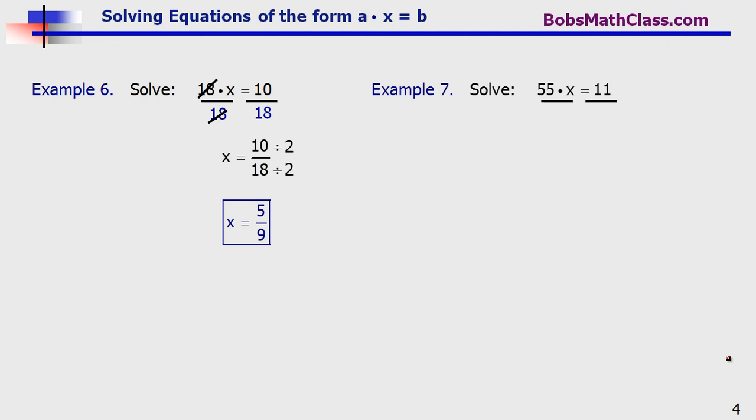Okay, divide by 55 on both sides. 55's cancel. So you get 11 over 55, and then we can divide both of those by 11. Our answer is 1/5.